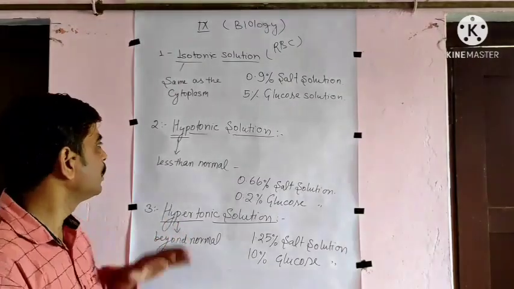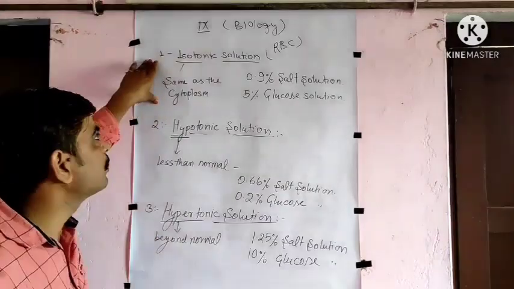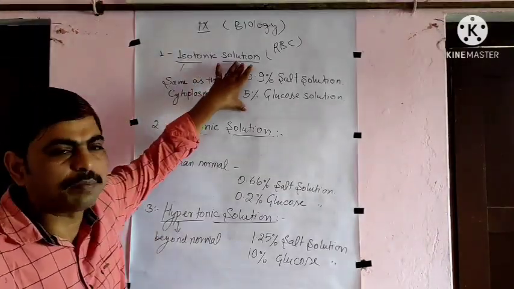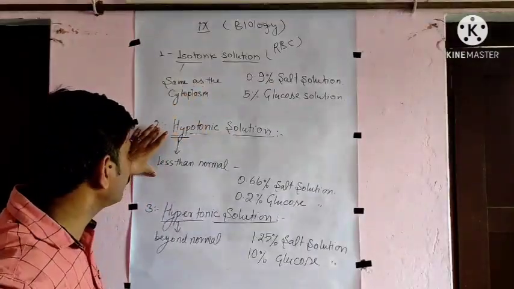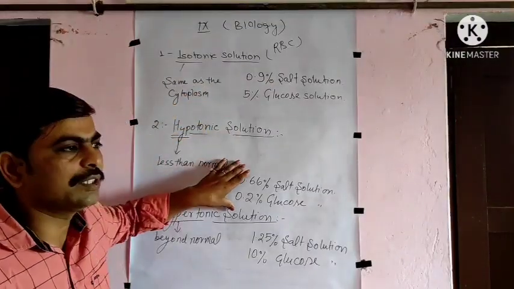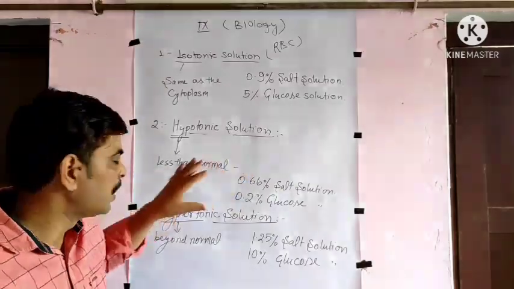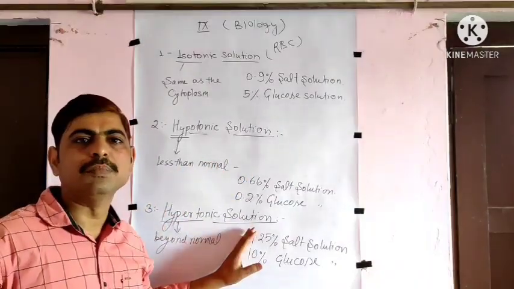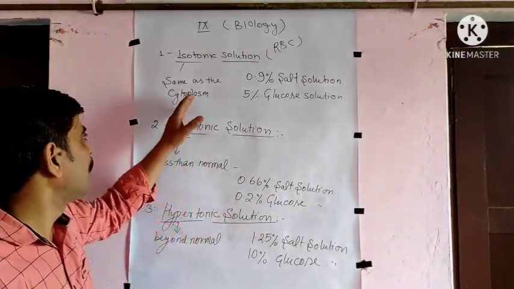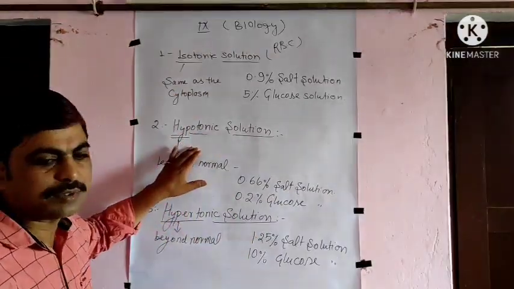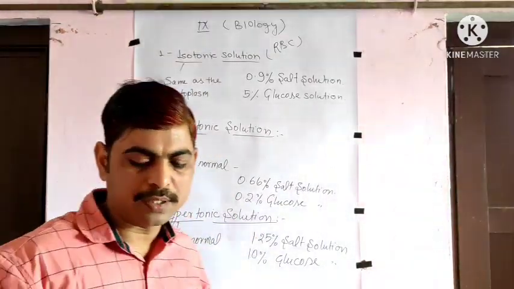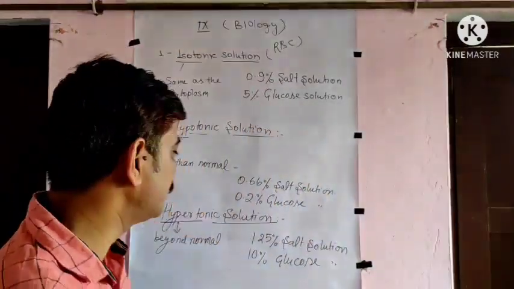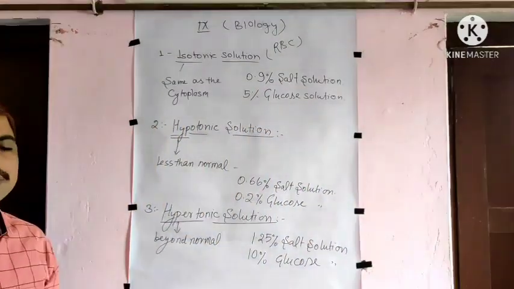Three kinds: isotonic, same as the cytoplasm; hypotonic, less solute in the medium; and hypertonic, more solute in the medium. Isotonic solution, hypotonic solution, and hypertonic solution. These are the three types of solutions.